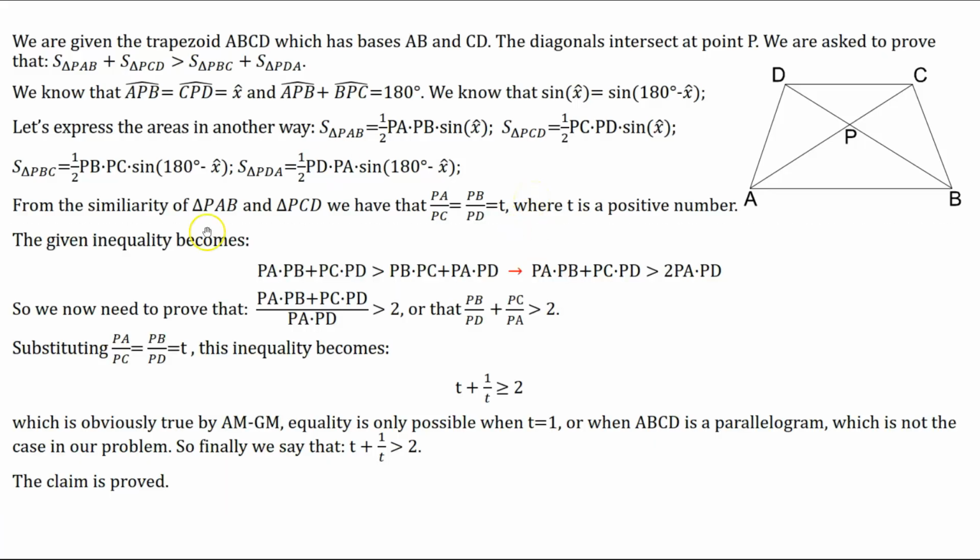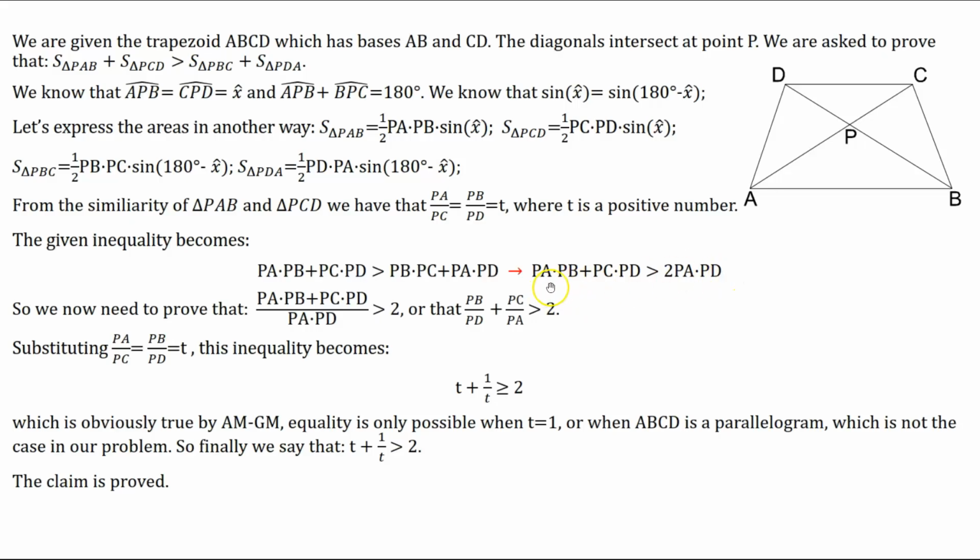Now, the given inequality, by substituting the values of the areas that we found, we simplify on both sides 1/2 and sine x, and we get that this inequality is equivalent to PA times PB plus PC times PD is greater than PB times PC plus PA times PD. Now, we just saw here that PB times PC is equal to PA times PD, so the right-hand side is actually equal to 2 times PA times PD.